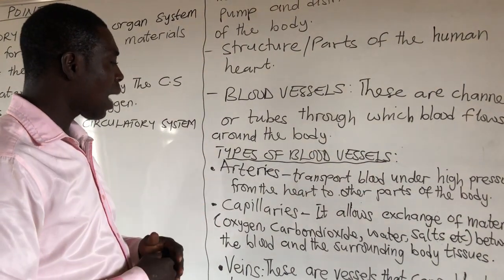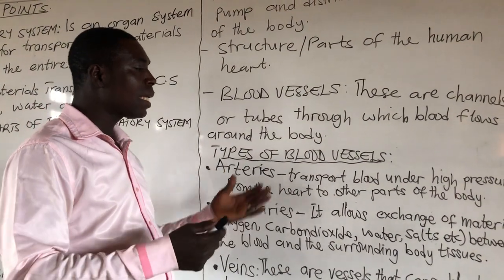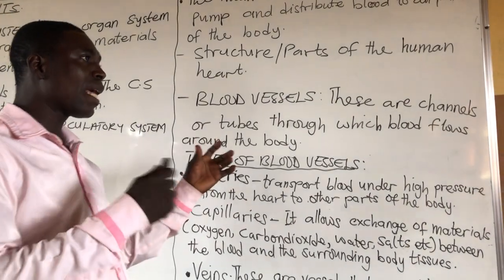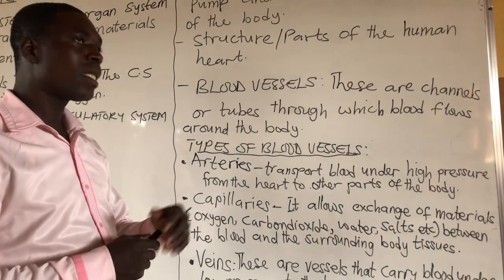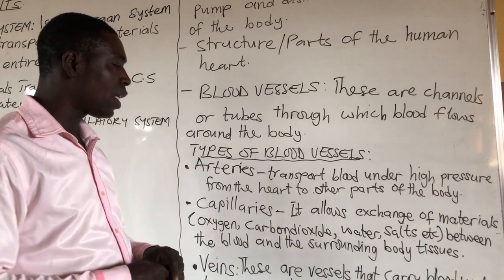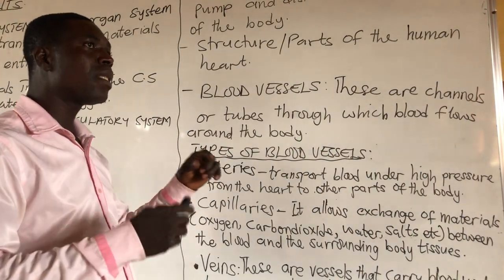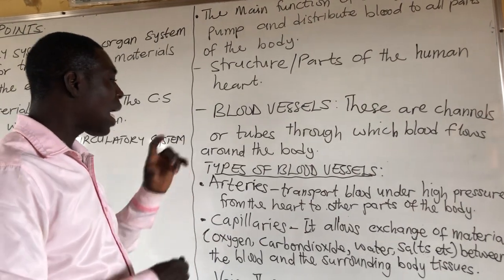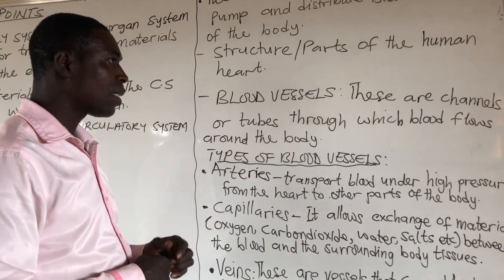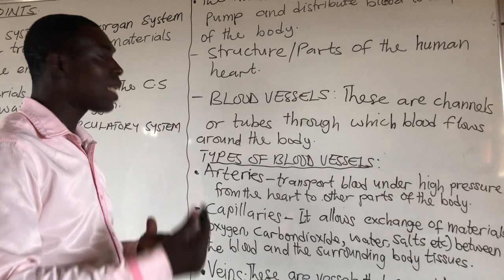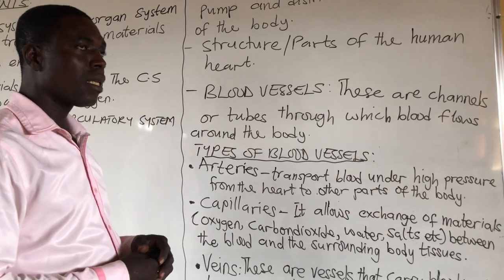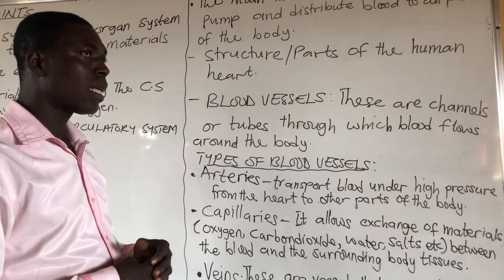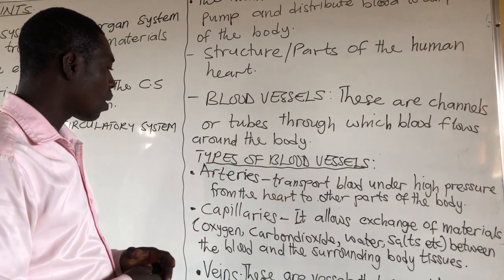We also have the capillaries. These are tiny tubes which are connected to the main tubes, which are the arteries and the veins. They also transport some of these materials, that is the food nutrients, oxygen and the rest.